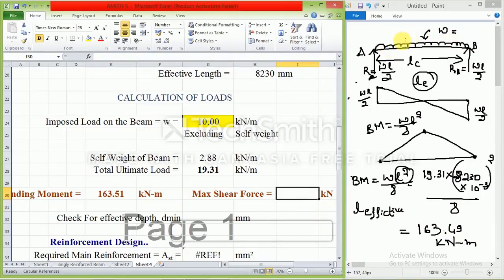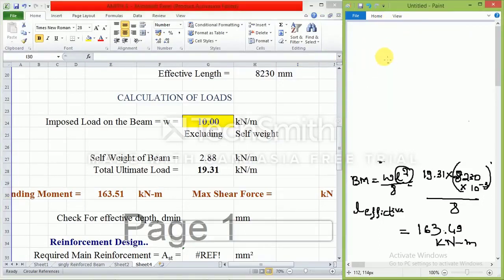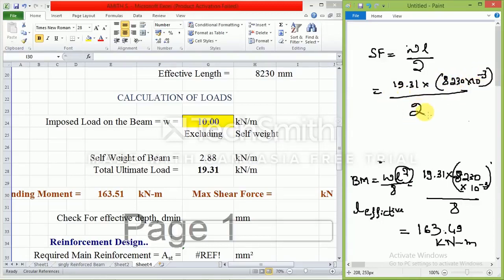I'll just rub the points. So what is the formula for shear force? It is WL by 2, right? So what is W? Don't get confused, not the imposed load, the ultimate load, that is 19.31 into L, the effective length, that is 8230 into 10 power minus 3 by 2. Fine, it comes to be 79.46 kilonewton per meter.